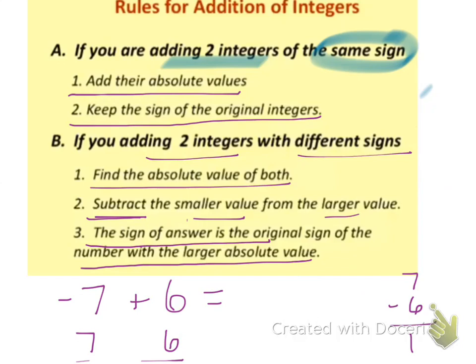Holy, that's a lot of words. Okay, here's what that really means. My absolute values that I just found down here were 7 and 6. Which one is the largest? You should say 7. So then what is the sign on 7? It was negative. So the largest absolute value in the original problem was negative, so that means this is going to be a negative 1.